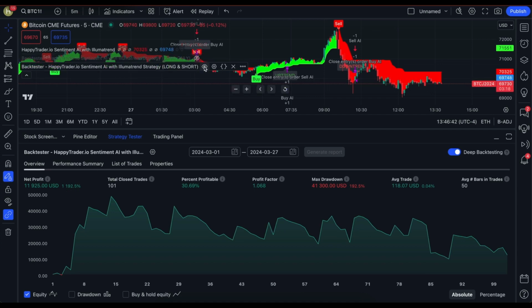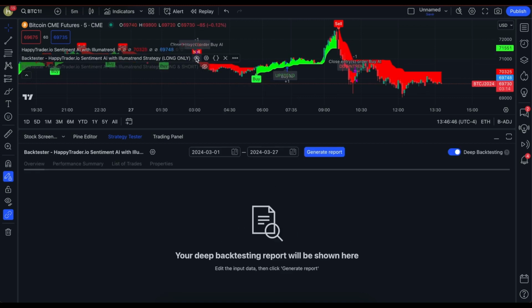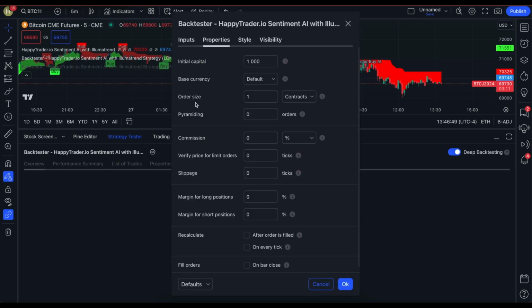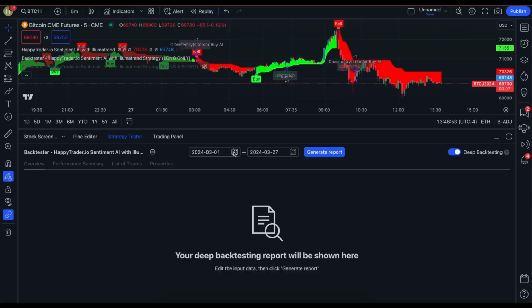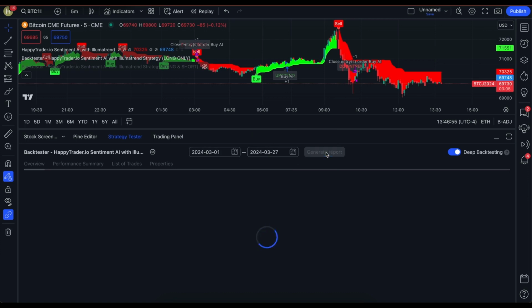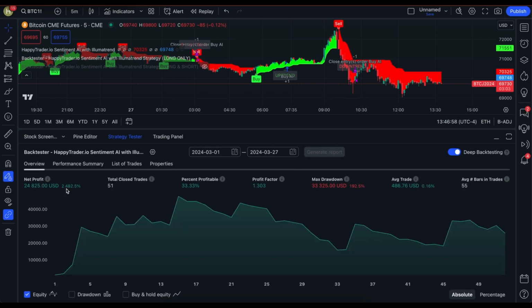And with that being said, let's go ahead and switch over. So we had 1192%. We're going to switch over to the long only. Make sure our parameters are exactly the same. We have everything in there. We don't need to do anything else, so we can just generate the report for long only. And we can see there it is.